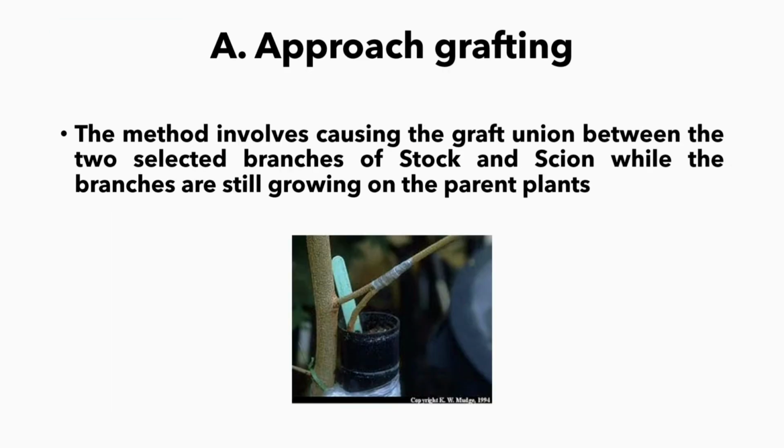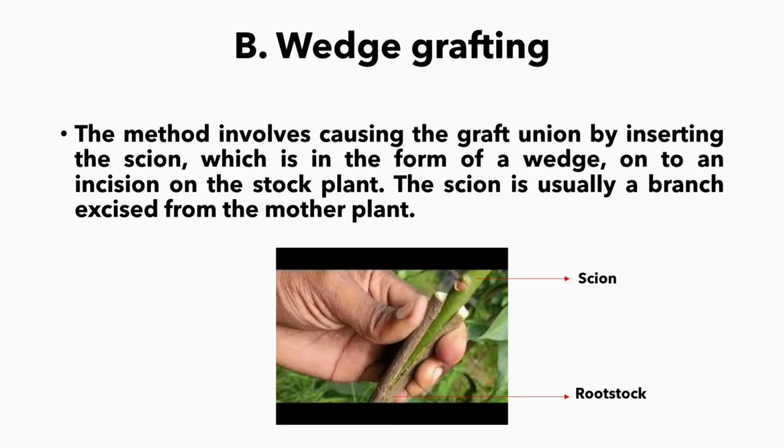Approach grafting. The method involves causing the graft union between two selected branches of stalk and scion while the branches are still growing on the parent plants. Wedge grafting. Friends, you can see in this picture, the graft union is formed by inserting the scion in the form of a wedge into the insertion on the stalk plant. The scion is usually a branch excised from the mother plant.